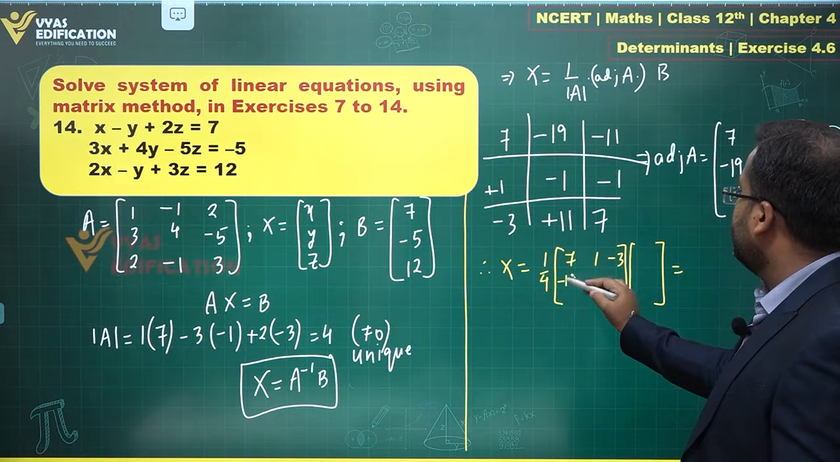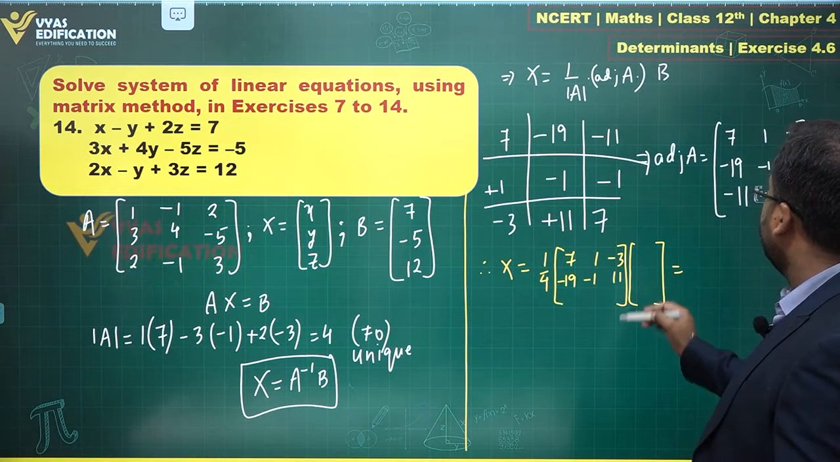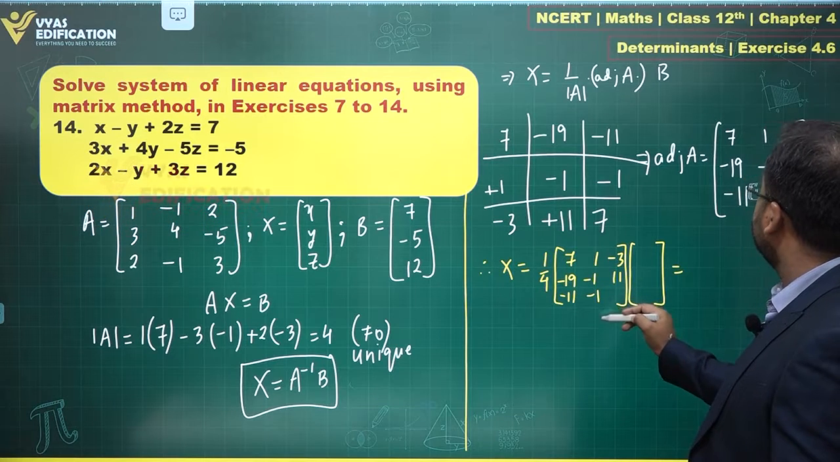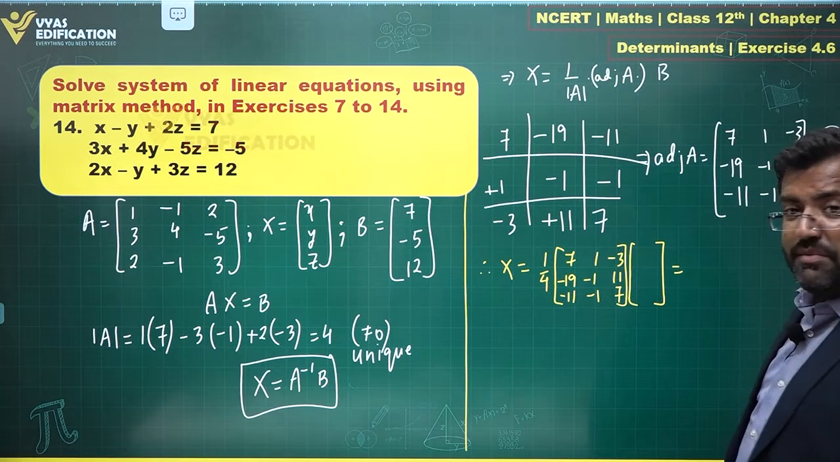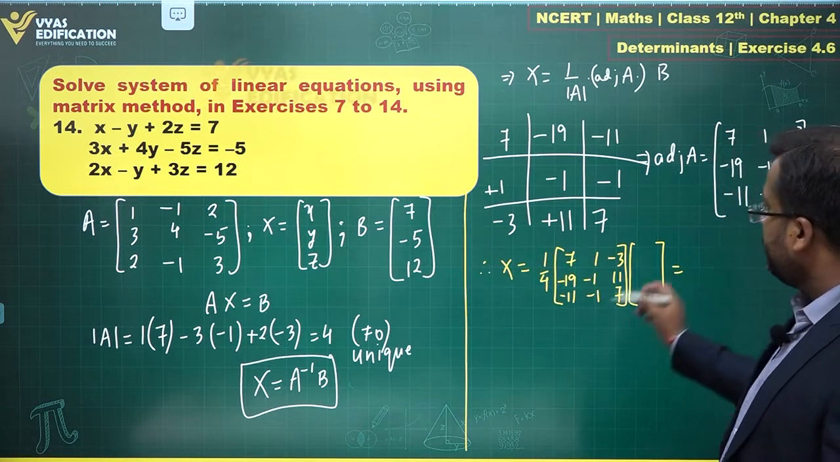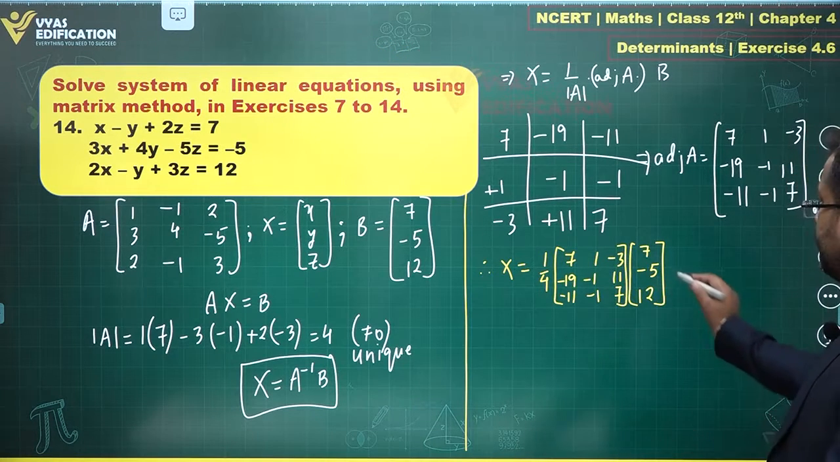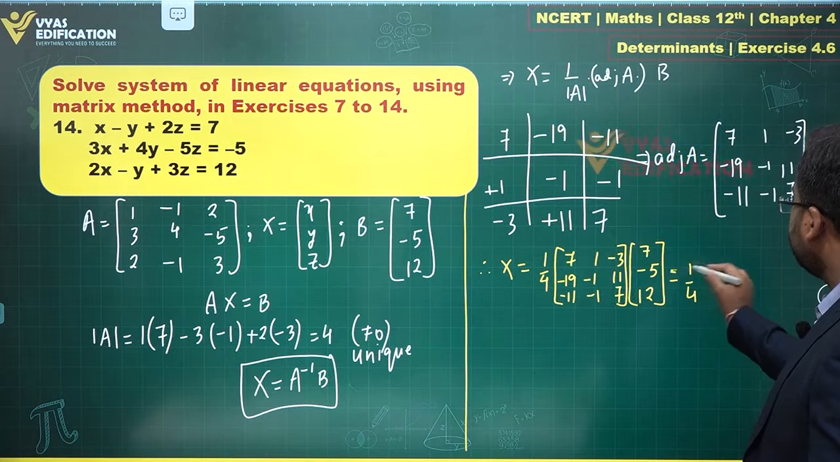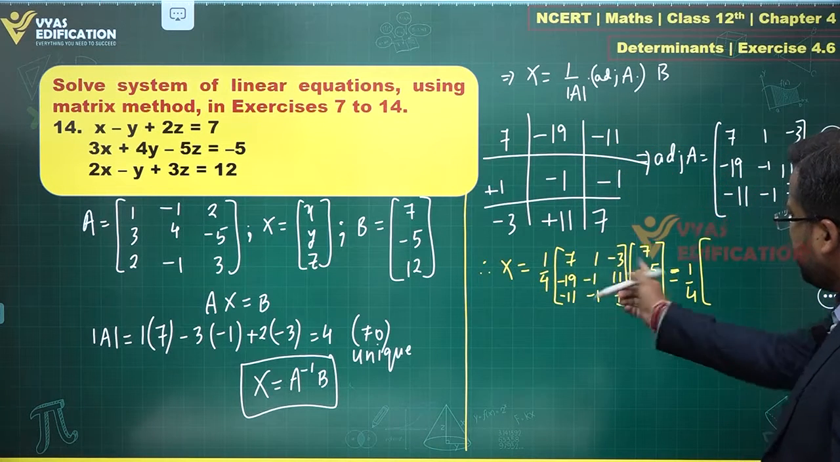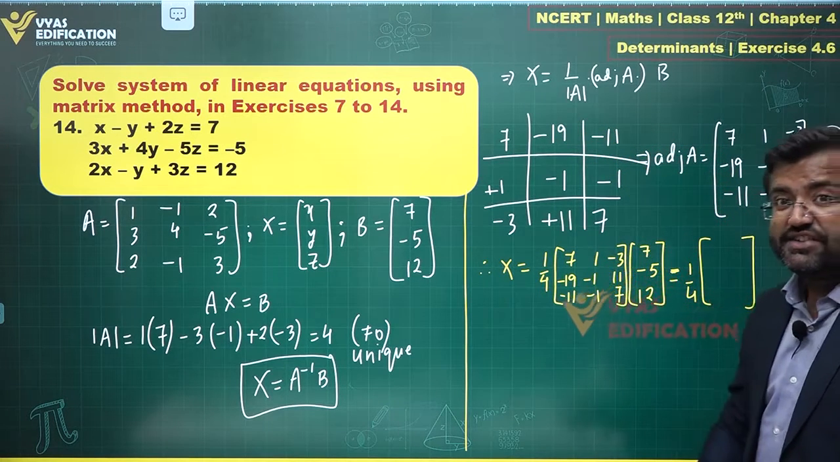Minus 19, minus 1, 11 and minus 11, minus 1, 7. What is the matrix B? This 7, minus 5, 12. This is further equal to 1 by 4 times something. What is that? Let's multiply these two and see where that takes us.